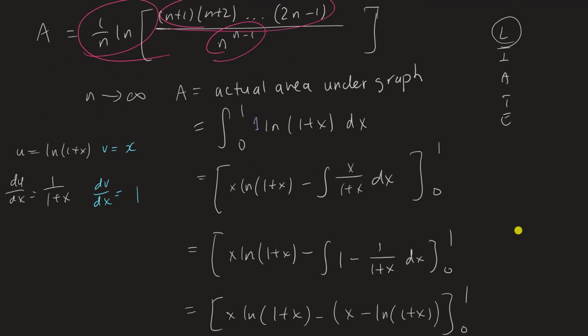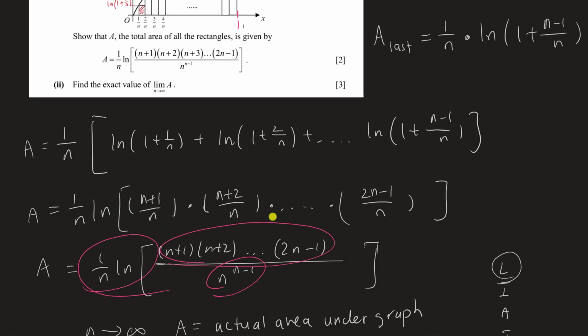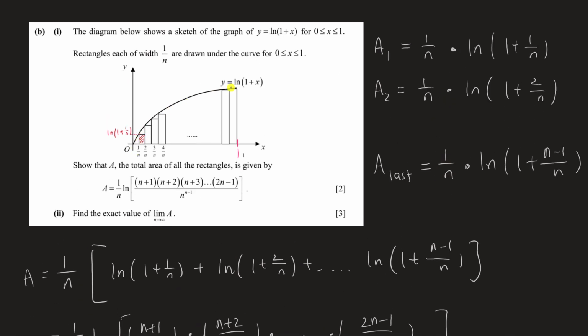The sum of rectangles as the number of rectangles goes to infinity is equal to the actual integration, the area underneath the curve.